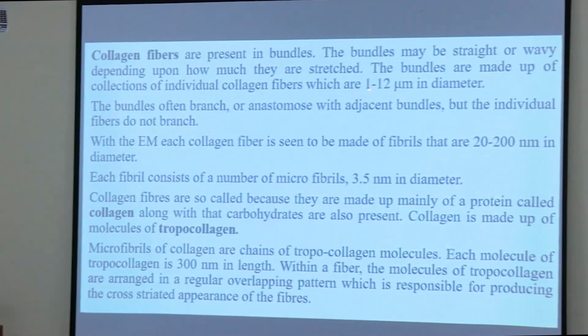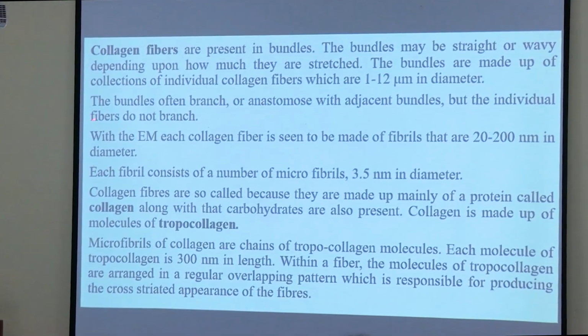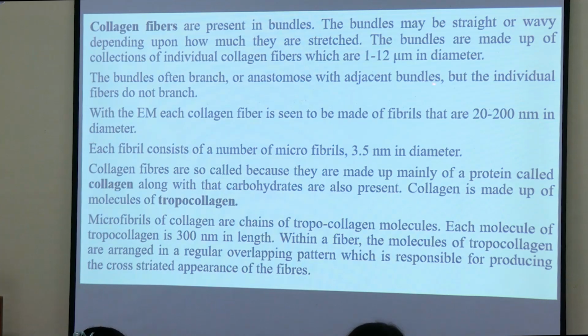Next point is the individual fibers inside the bundle always run parallel to each other. The bundles can branch and anastomose with each other, but the individual fibers never branch or anastomose; they always run parallel to each other. These are the important properties of the collagen fibers. Next, the bundles are made up of a collection of individual collagen fibers having a diameter of 1 to 12 micrometer. Bundles often branch or anastomose with adjacent bundles, but the individual fibers do not branch.